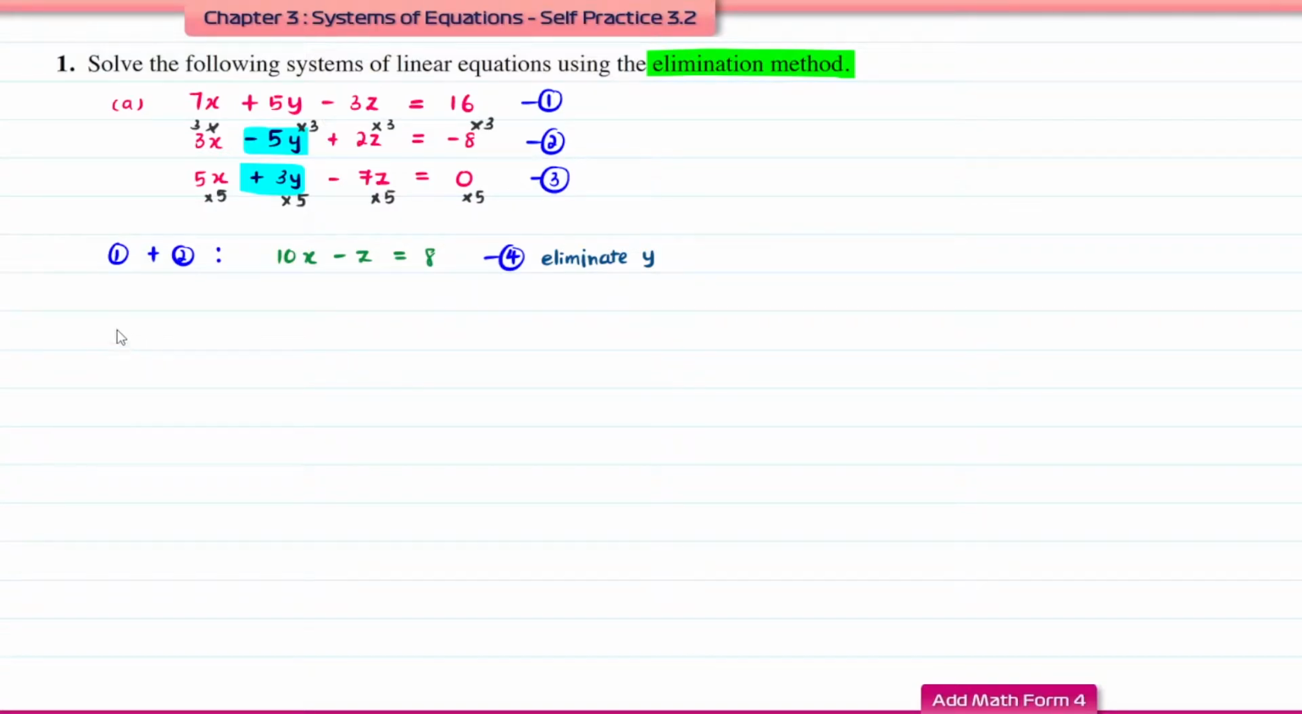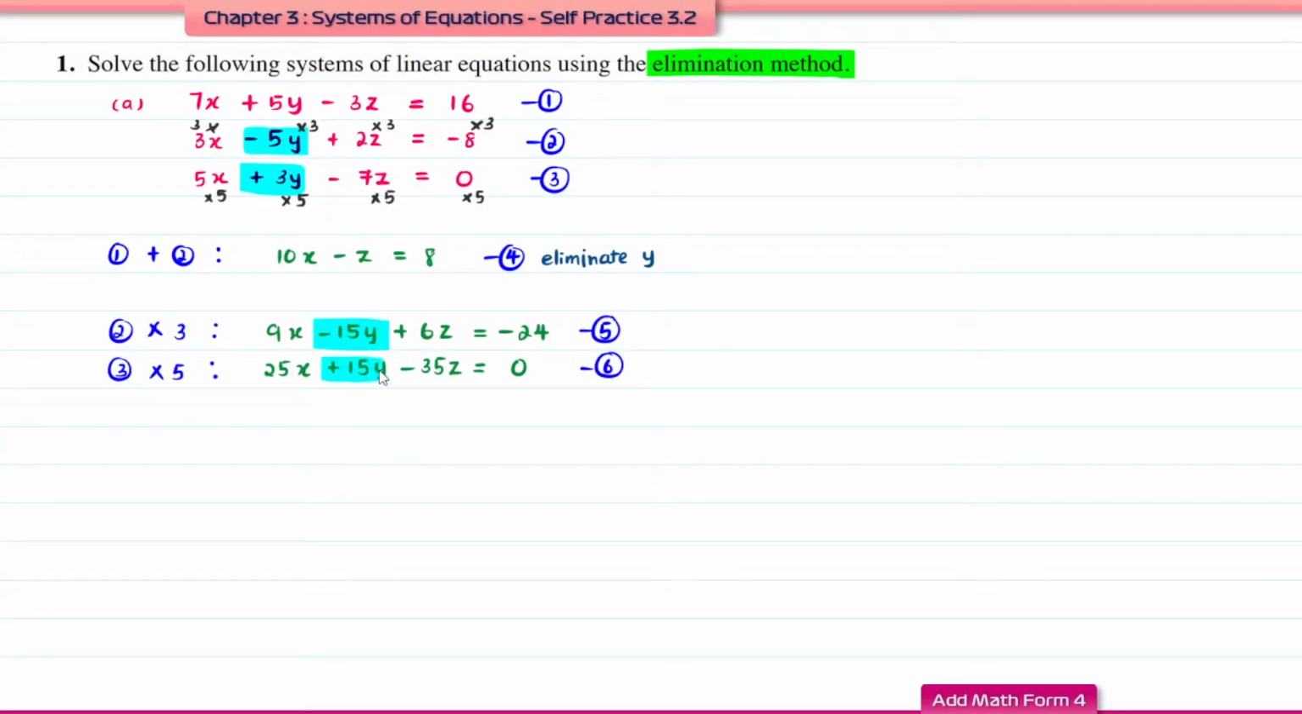So here I'm going to write equation number 2 multiplied by 3. Here you're going to have 9x minus 15y plus 6z equal to negative 24. I'm going to label this as equation number 5. And for equation number 3, multiplying it by 5, I'm going to have 25x plus 15y minus 35z equal to 0. Let us label this as equation number 6.